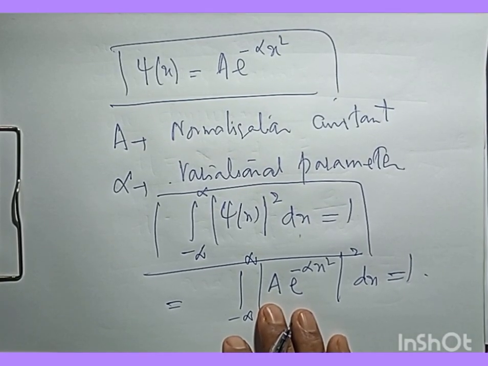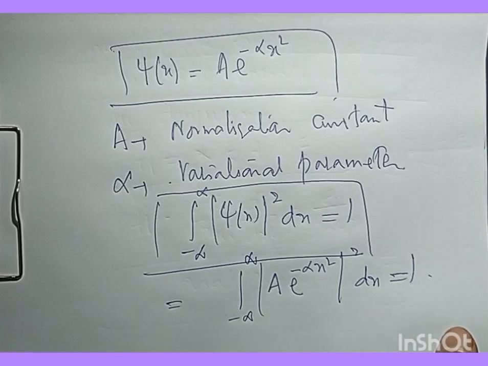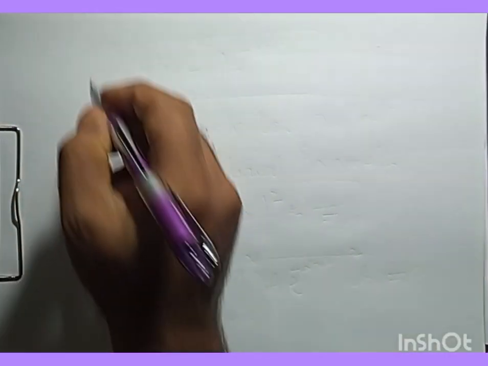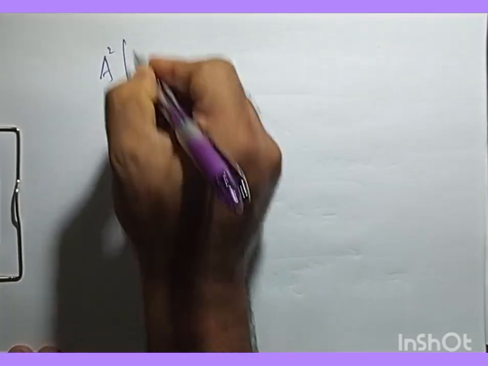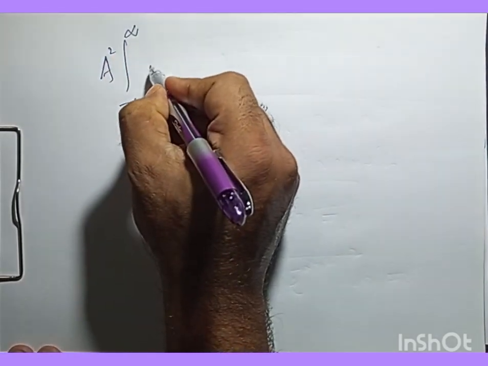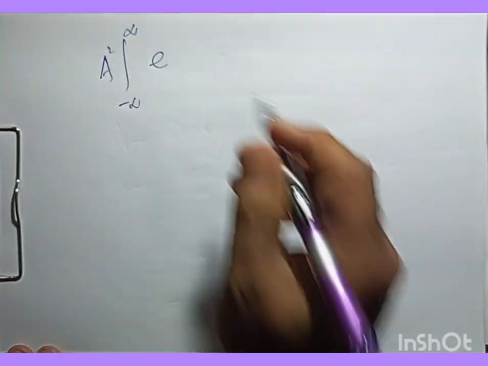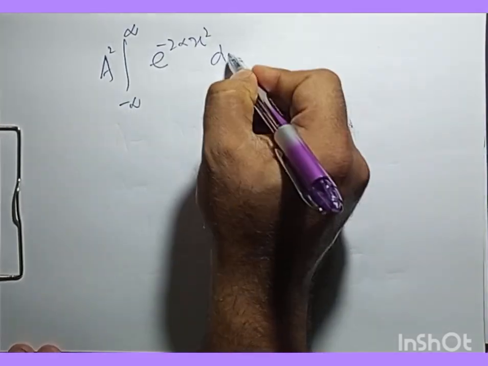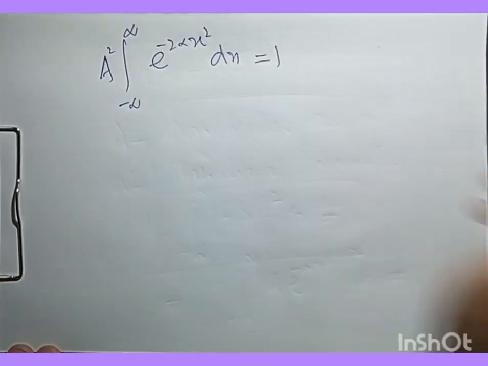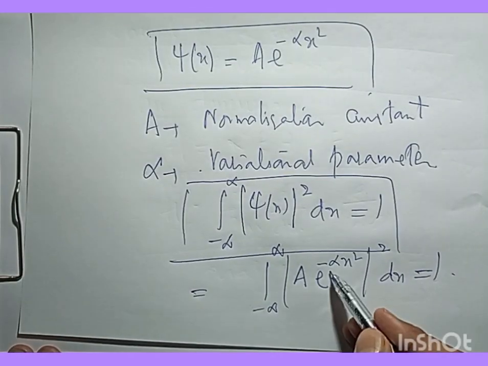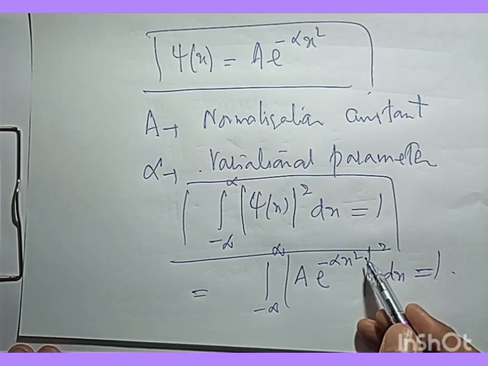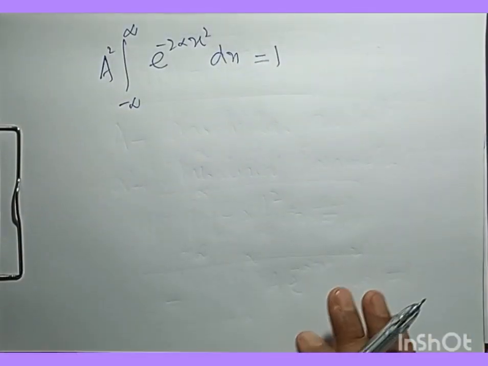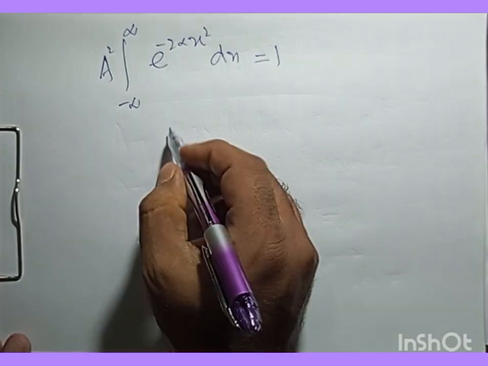Proceeding from here, A comes out as A square, and what is left is A square times the integral from minus infinity to infinity of e to the power of minus 2 alpha x square dx, which is equal to 1. A is a constant, so it is out of the integral.